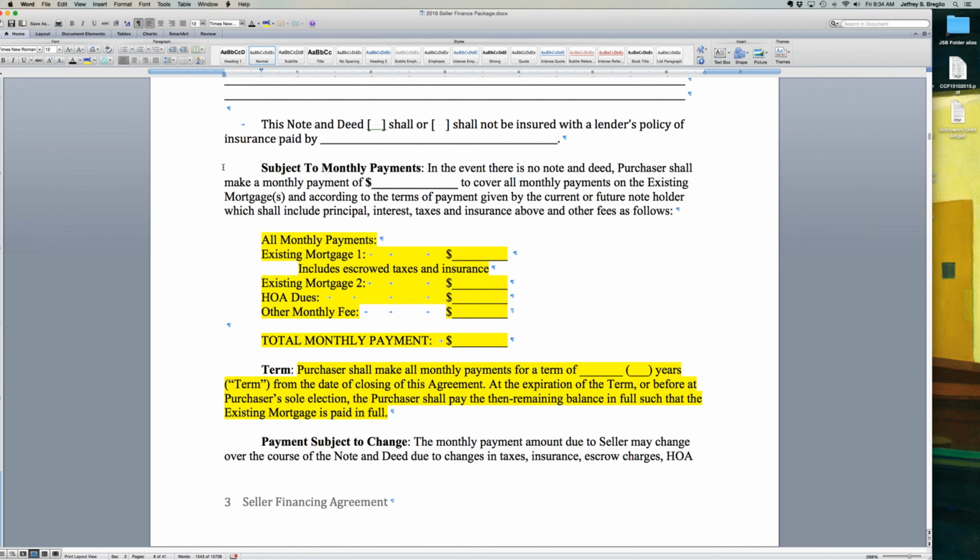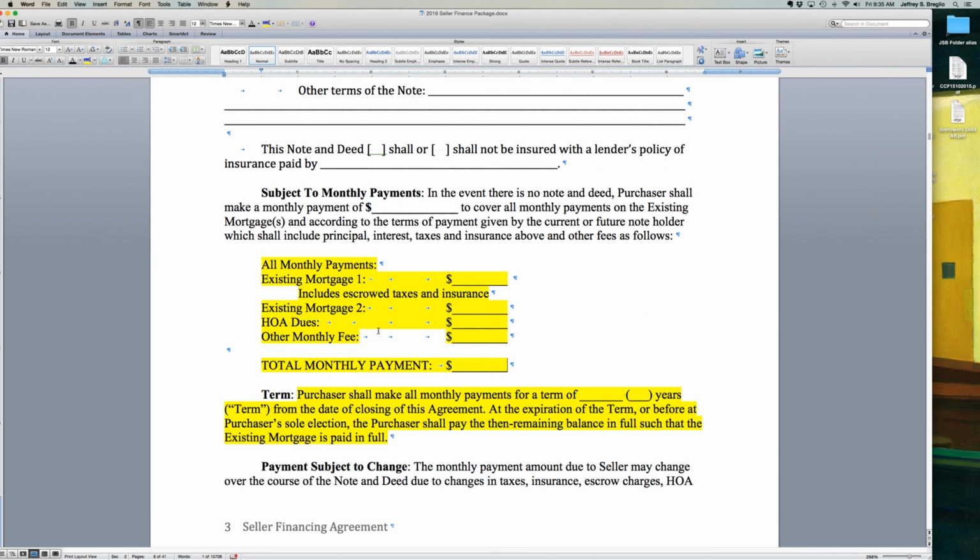Okay, subject to monthly payments. This is only necessary in a true subject to, so there's no note and deed and no all-inclusive note and deed. This is where you're stepping in and just taking over payments, right? So in the event there is no note and deed, purchaser shall make a monthly payment of blank. What are you going to put in there? The exact monthly payment on their mortgage statement. That comes right off their mortgage statement. Just ask for a copy of their most recent mortgage statement, and you're going to find out what their monthly payment is, okay? To cover all monthly payments on the existing mortgage according to the terms of that note, okay?